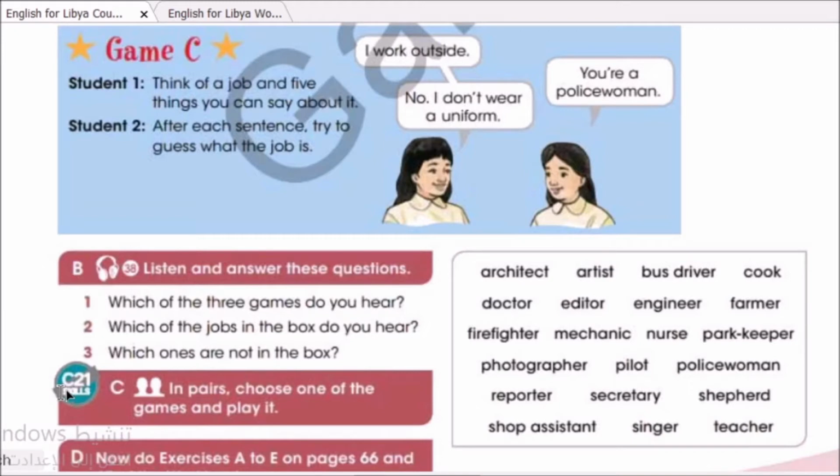Let's start with the listening part. I will read it. Focus on answering the 3 questions. And here you have the box in which you answer question 2 and 3. So, which of the jobs in the box do you hear, and which ones are not in the box? So focus on the listening, okay?